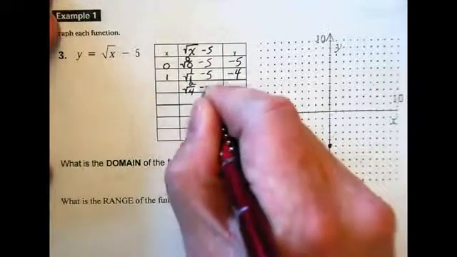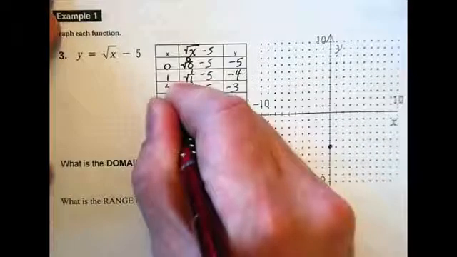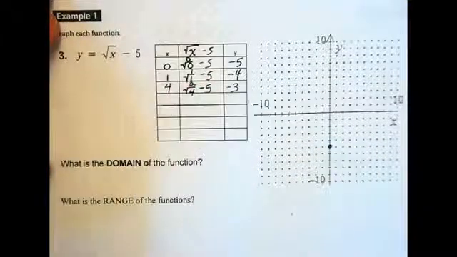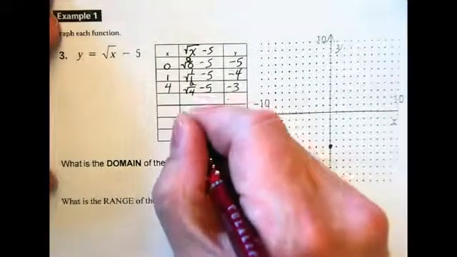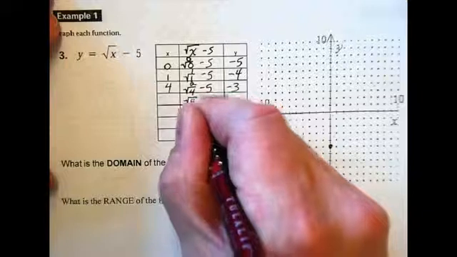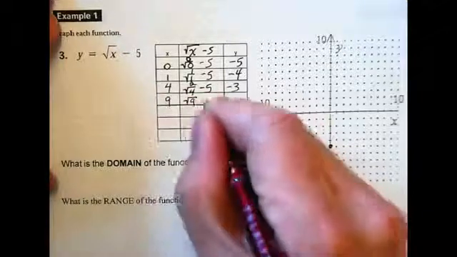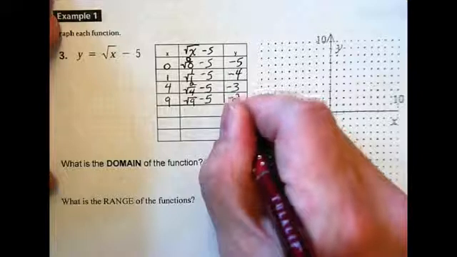2 minus 5 is? Negative 3. What else do we want to make the root equal? 9. The root of 9 is? 3. 3 minus 5 is? Negative 2. Negative 2.